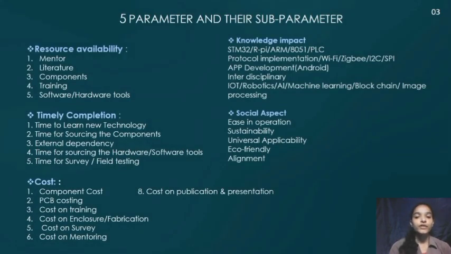These are my 5 parameters and their subparameters, from which we are getting our decision matrix analysis table. So our 5 parameters are resource availability. Second one is timely completion. Third one is cost. Fourth one is knowledge impact, and fifth one is social aspect.